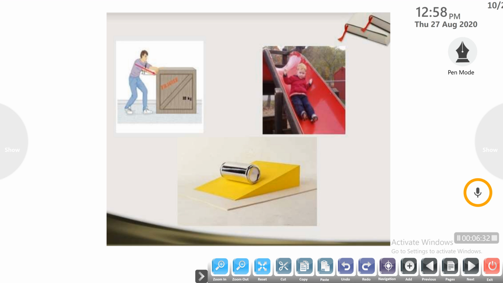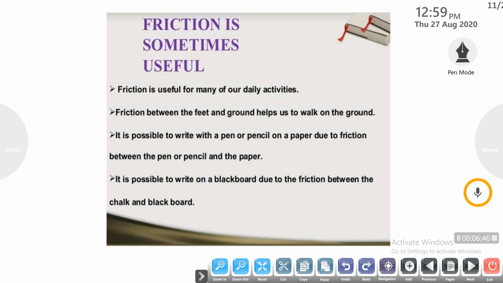So these are the examples of the types of friction. This is the example of a static friction, this is the example of a sliding friction, and this is the example of a rolling friction. The next is the usefulness or the advantages of friction in our daily lives.